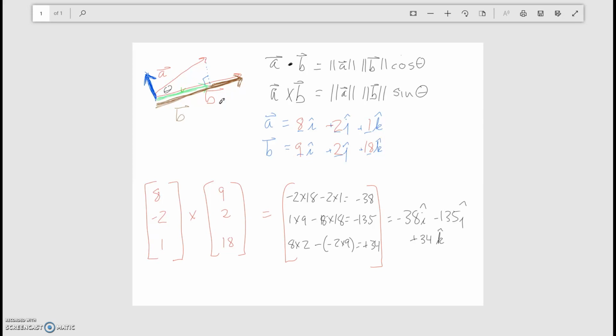So my vector, the cross product between these two, is minus 38i minus 135j plus 34k. And I bet if you write that in there, you will get the right answer. And you can do the others exactly the same way.